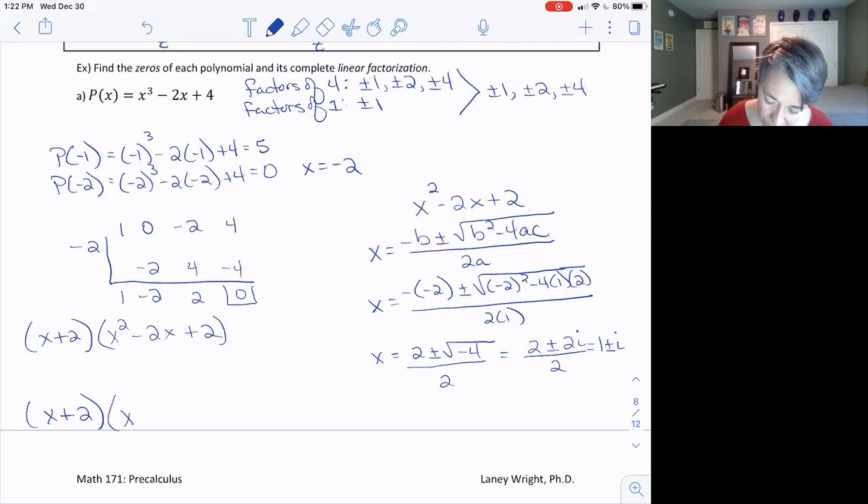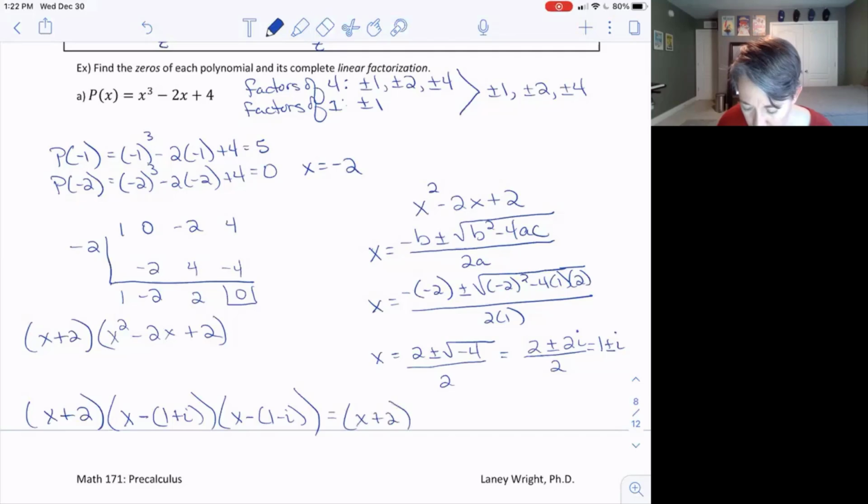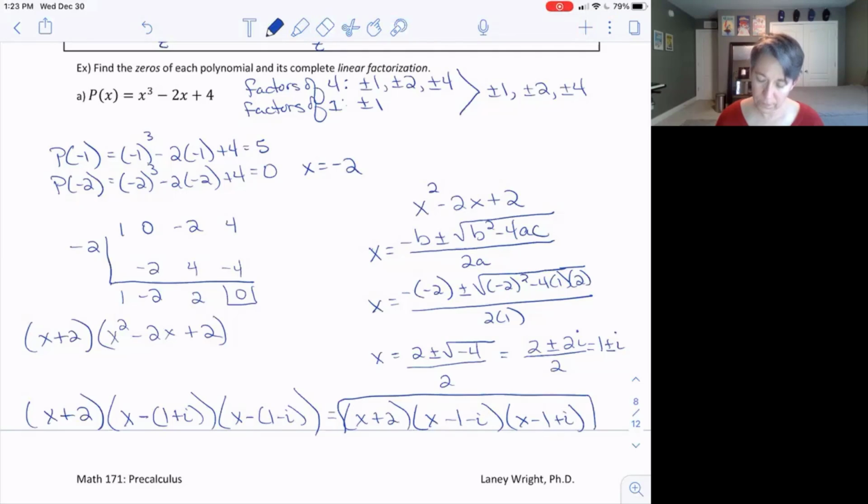Here we would have x minus the quantity 1 plus i, and then x minus the quantity 1 minus i, because remember, the signs are always opposite. So when we distribute those negatives, we still have an x plus 2 with the first one. We get x minus 1 minus i and x minus 1 plus i. Those are our linear factorizations.